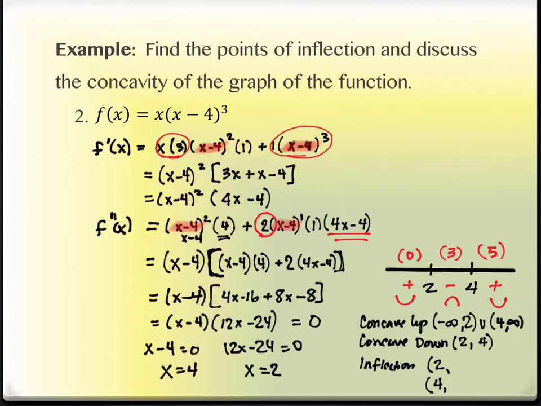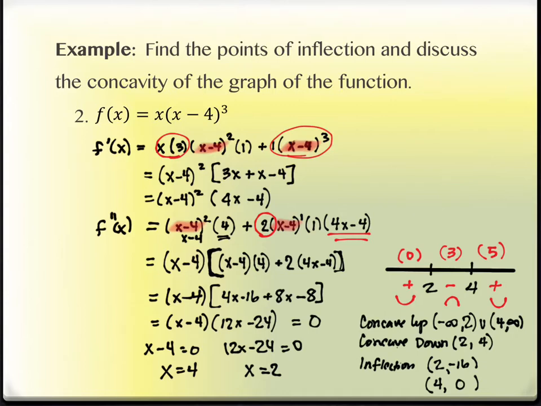Now, it's not the point 2, 4. It's the point 2 something and 4 something. And I need to find out what the y value is for 2 and 4. Where will I put the 2 and the 4 to find that? Yeah, Alex, you're right, in the original. So if I take my original, which was way back up at the beginning, x times (x minus 4) cubed, that's where I plug in my 2 and my 4. So when I do that, the 2 gives me negative 16, and the 4 gives me 0.